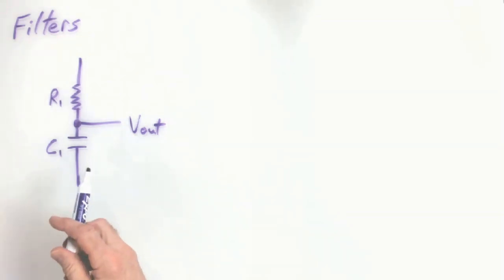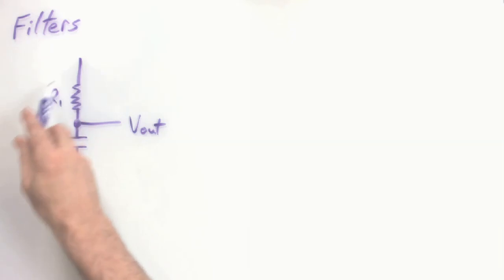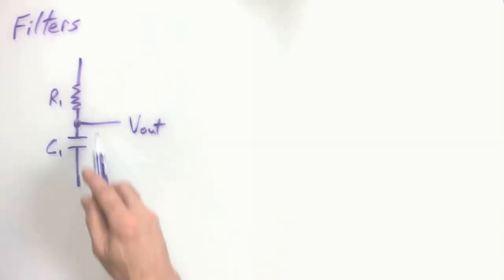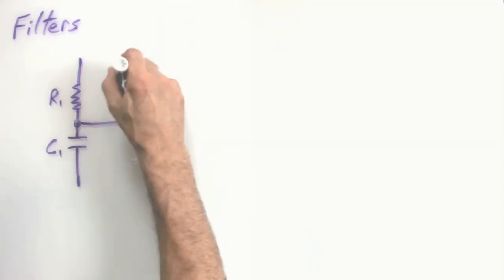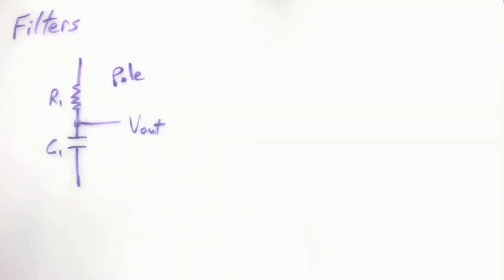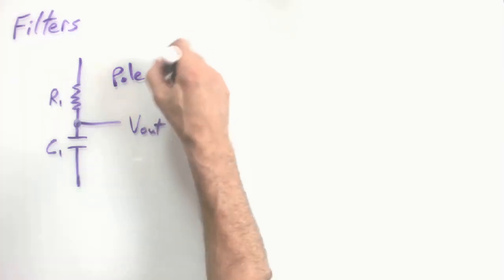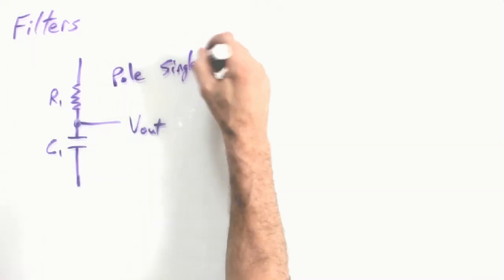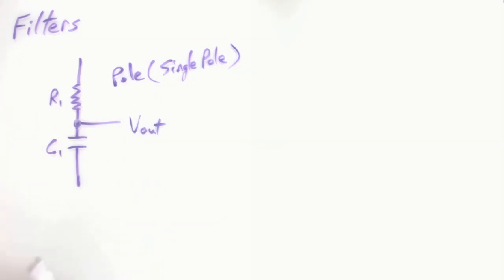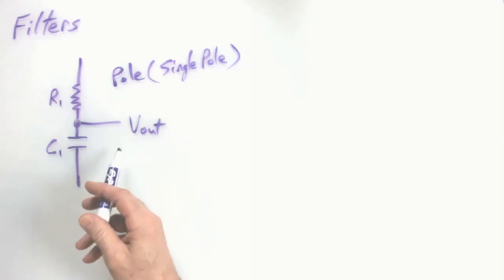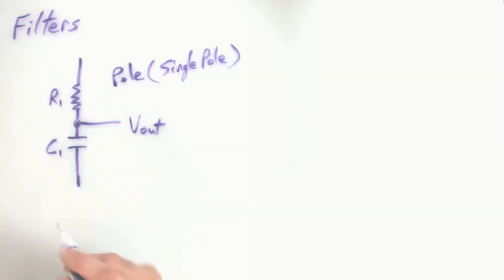This, of course, is a very simple type. This resistor capacitor pair would be known as a pole. And so this being the simplest type of filter, this would be known as a single pole filter. That's all we have, just one pair of a resistor and a capacitor that are giving us the voltage divider that will create our output that will vary depending on frequencies.